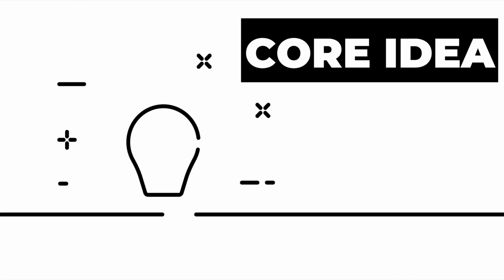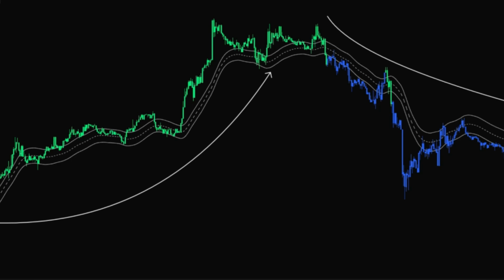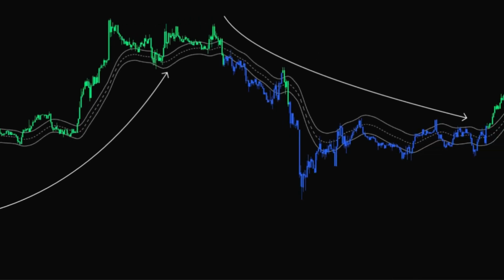Is this a real, healthy trend? Or is this just choppy noise that's about to fake me out? The core idea here is incredibly straightforward. The color gives you an instant read on the market's momentum.